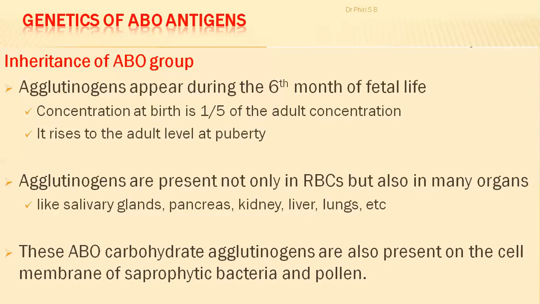These ABO carbohydrate agglutinogens are also present in the cell membrane of saprophytic bacteria and pollen. So they are not just found on red blood cells, they are also found in bacteria and pollen.